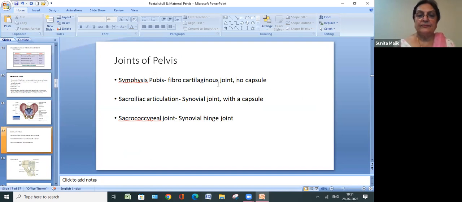Now the joints, we have symphysis pubis. This is a fibrocartilaginous joint, no capsule. Sacroiliac articulation, so it's a synovial joint with a capsule. Then sacrococcygeal joint is a hinge joint, but it is also a synovial joint because these are a little bit mobile.